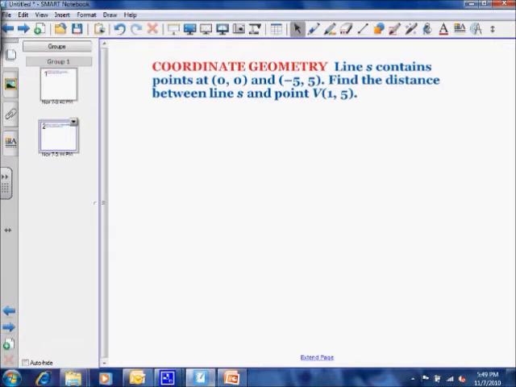Alright, let's take a look at the next problem then. It says, in coordinate geometry, so talking about the coordinate plane that exists in algebra, same thing. Line S contains points (0, 0) and (-5, 5). Find the distance between line S and point (1, 5).